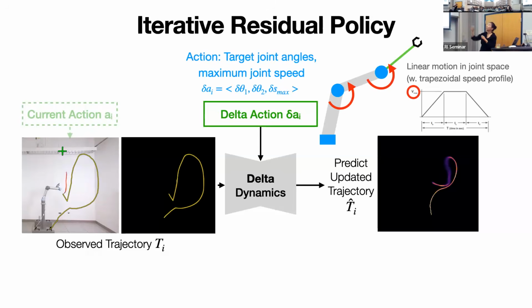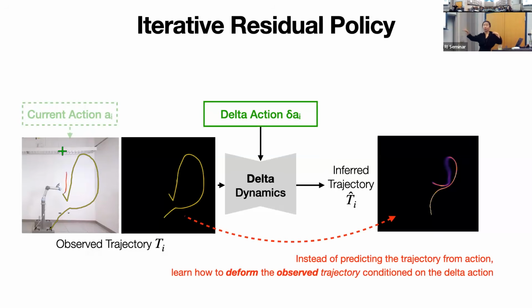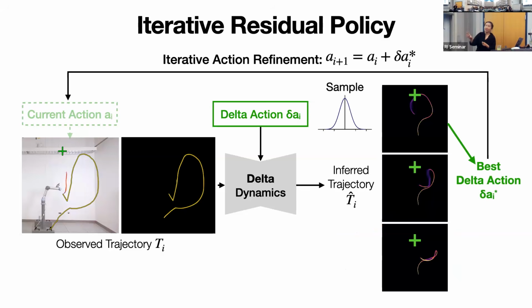Here, the robot action is modeled by the target joint angles and the maximum joint speed. The robot always starts with the same initial configuration, and the action is basically modeled by a linear motion in the joint space. As you can see, under this formulation, the model does not need to predict the full forward dynamics or the complicated trajectory from scratch. Instead, you only need to learn how to deform the already observed trajectory conditioned on the delta action, which is a lot easier task to learn.